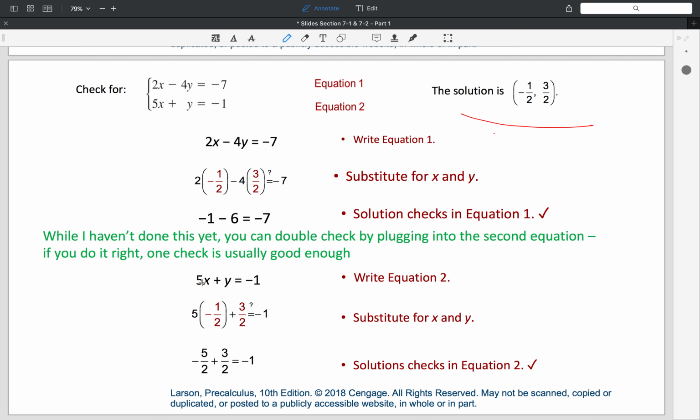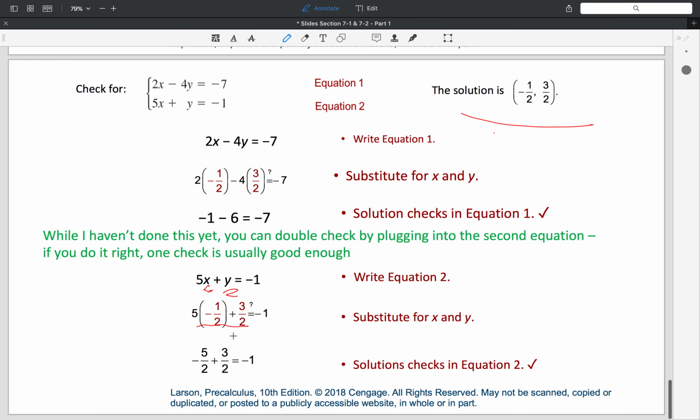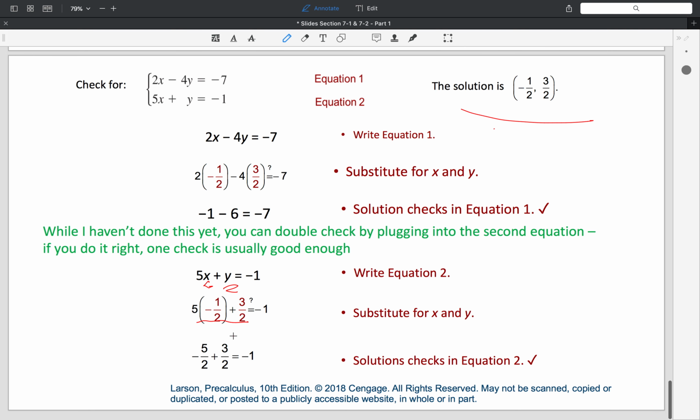And I do the same thing here. I plug in minus 1/2 there and 3/2 here. I do the multiplication. I get minus 1 plus 3/2. That's going to equal, when I do the math, minus 2/2 plus 3/2, and that's going to be 1/2. So it works out. So again, that's the method of elimination because I'm eliminating one of the terms.